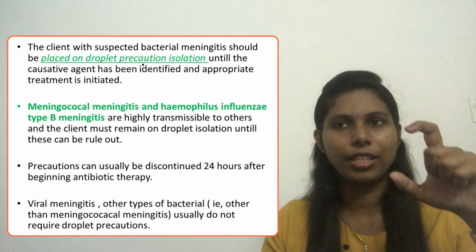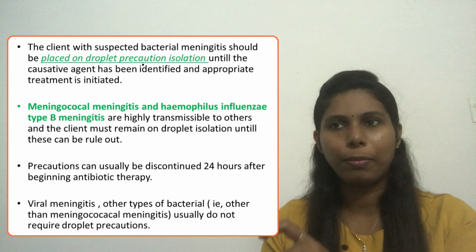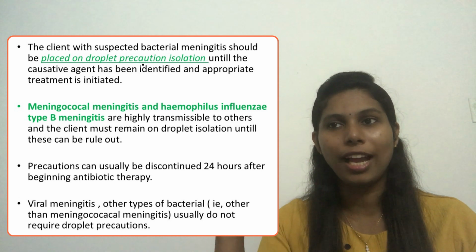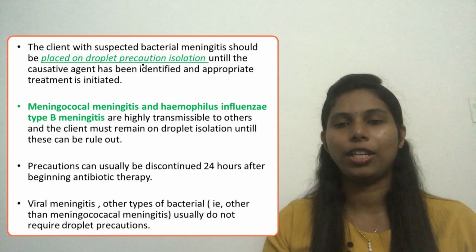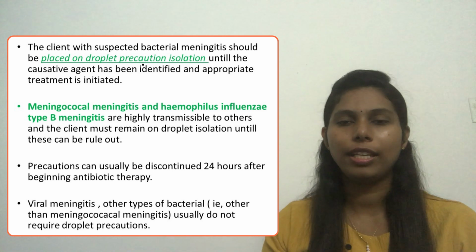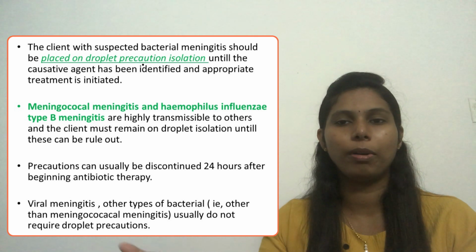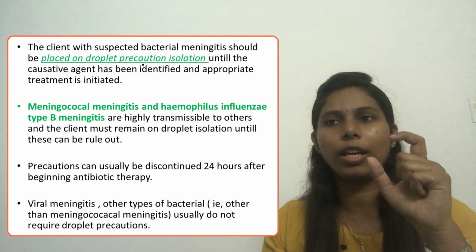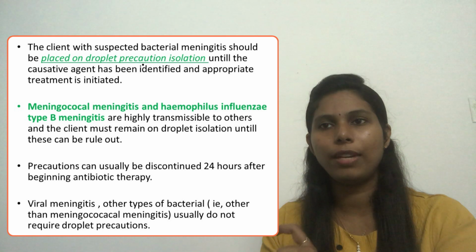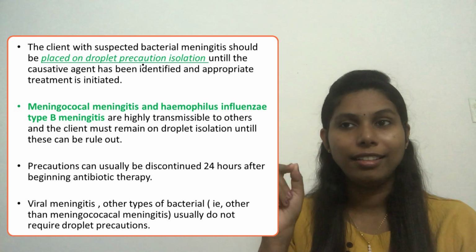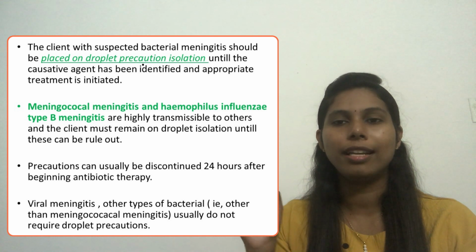And we'll see some points related to this. The client with suspected bacterial meningitis should be placed on droplet precaution isolation until the causative agent has been identified and proper treatment initiated. Proper treatment means that after 24 hours of therapy, there is no problem to discontinue the isolation. The meningococcal meningitis and the Haemophilus influenzae type B meningitis are highly transmissible to others, and the client must remain on droplet isolation until these can be ruled out.